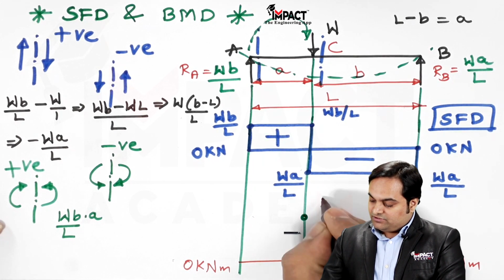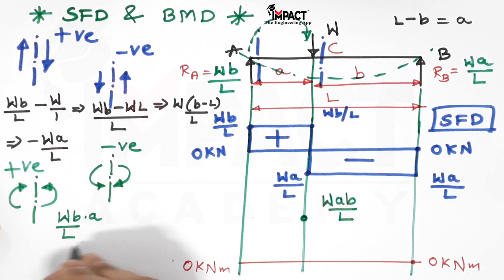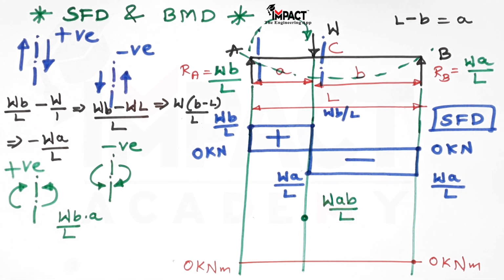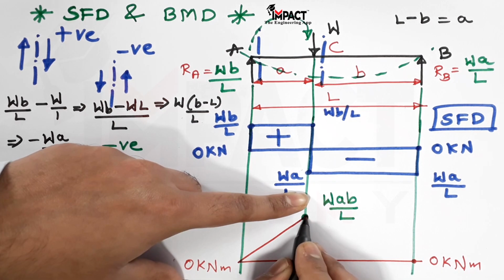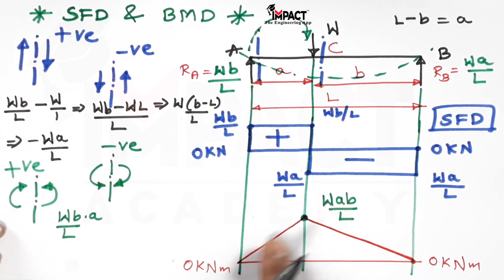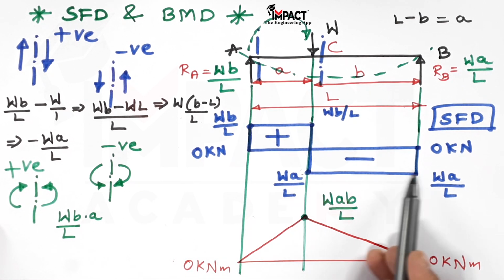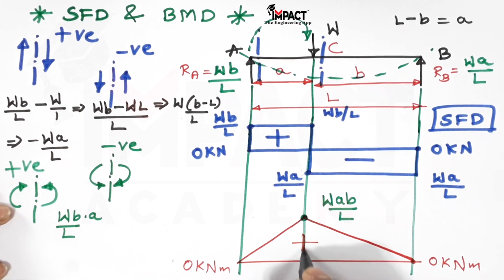So here the value is WAB by L. Since this is a linear equation, the variation would also be linear. So the variation of bending moment is linear. It means whenever the shear force diagram is a straight horizontal line, the bending moment diagram will be an inclined line, and this gives me the positive bending moment diagram.